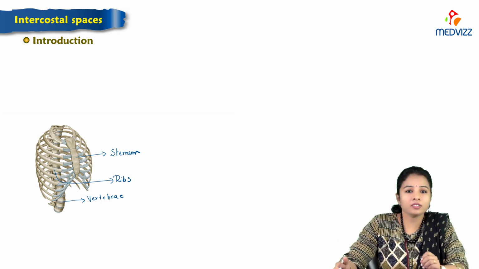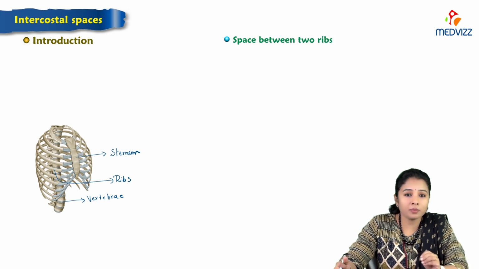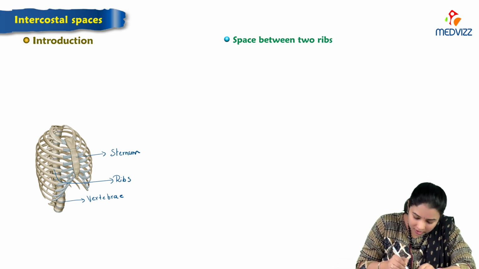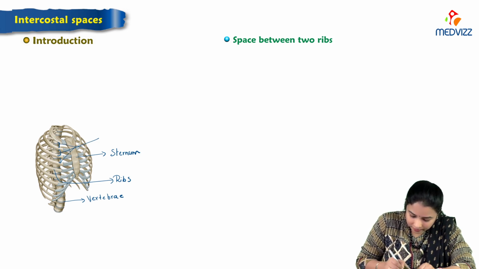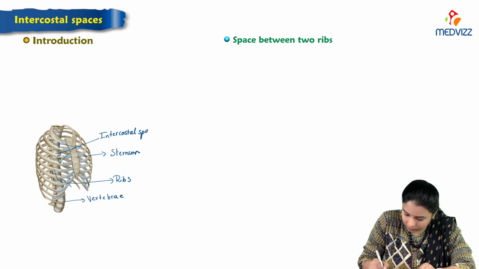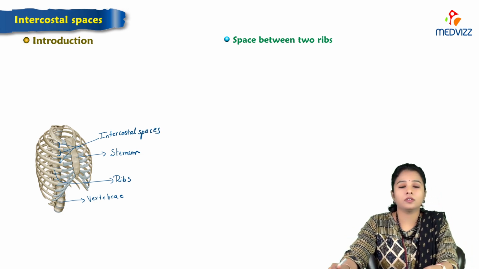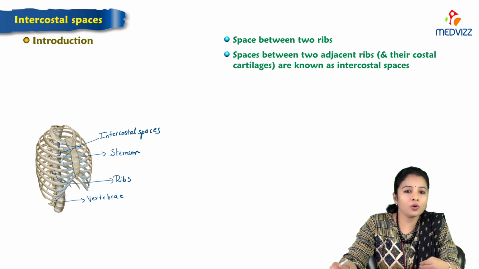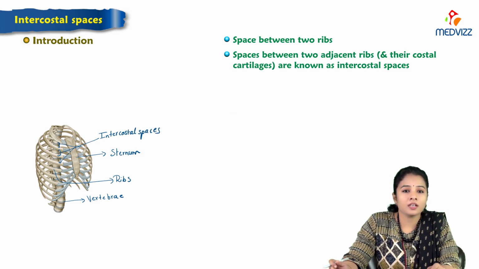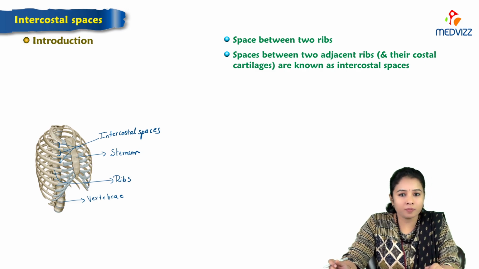So talking about the intercostal space: the intercostal space is the space between two ribs. Means you are seeing the gap between the two ribs. These gaps are called intercostal spaces. The spaces between two adjacent ribs and their costal cartilages are known as intercostal spaces.